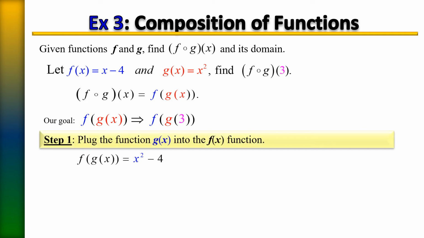So now we've plugged g inside f. It looks like so. Now we're going to remove the x and replace it with 3 and do the math. 3 squared we know is 9, and 9 take away 4 is 5. So therefore, f of g of 3 equals 5.